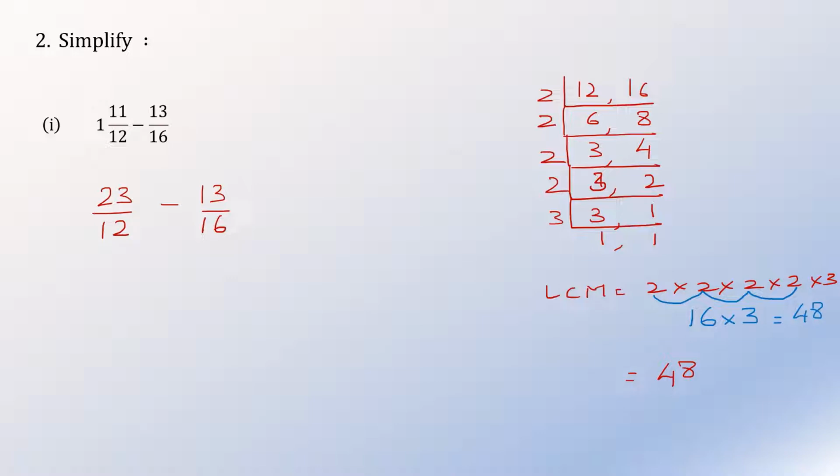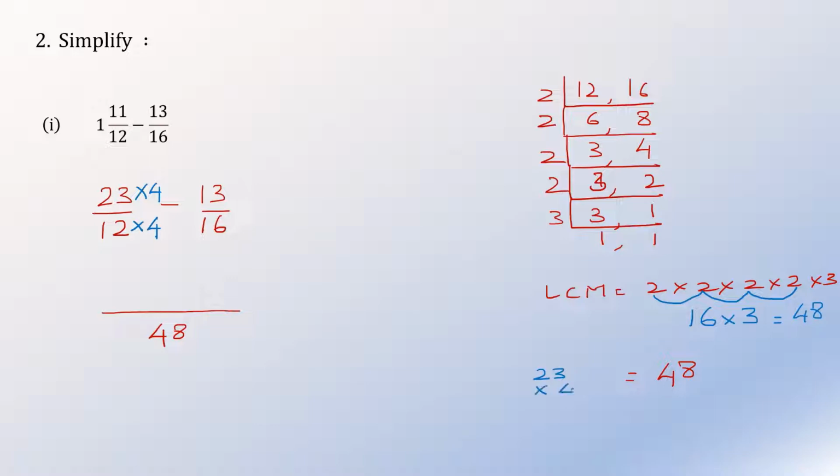We're going to use that LCM as a common denominator to subtract these two unlike fractions. They are unlike fractions. That's why we had to find the LCM so that we make them like fractions. So now the denominator for both the fractions have become 48. Now 12 into what is 48? 12 4s are 48. So we multiply 23 also by 4.